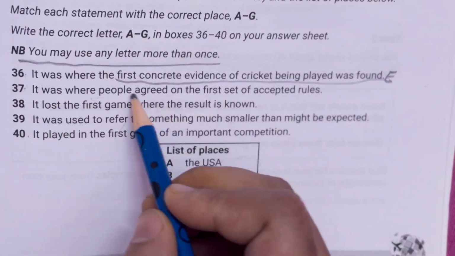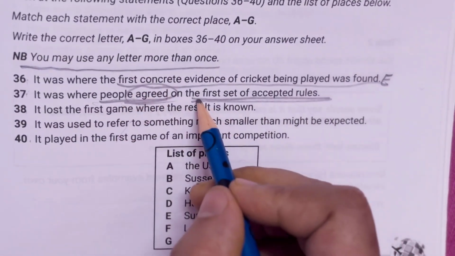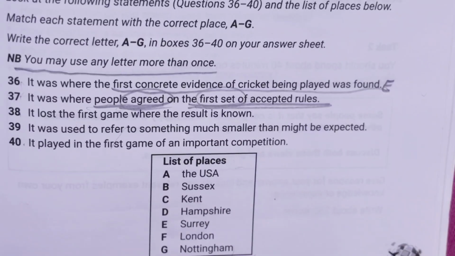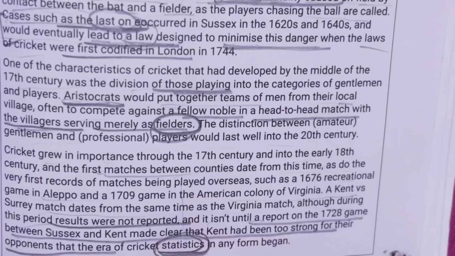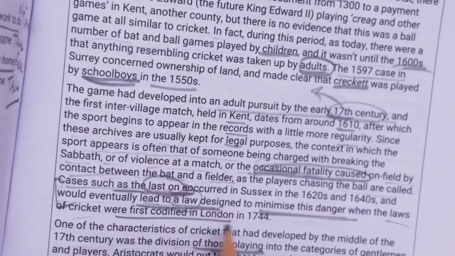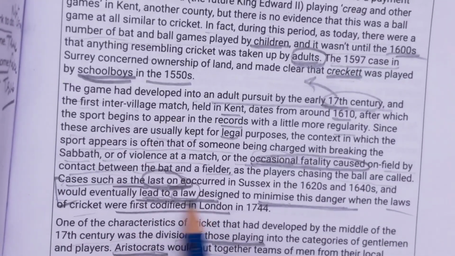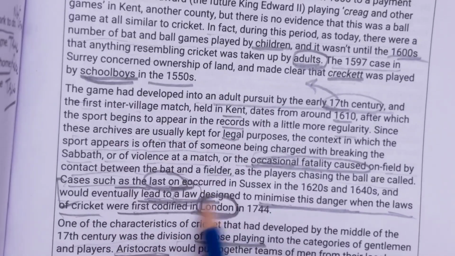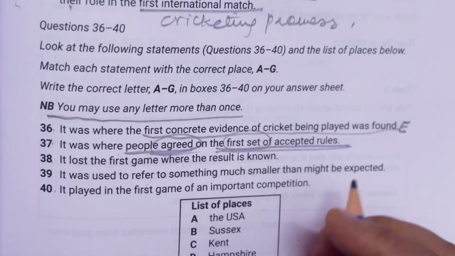Okay, it was where people agreed on the first set of accepted rules. People agreed on the first set of accepted rules. Okay, I think it's talking about that fatality problem. So it led to a law designed to minimize this danger, when the laws of cricket were first codified in London. London is the place. So it has to be F.